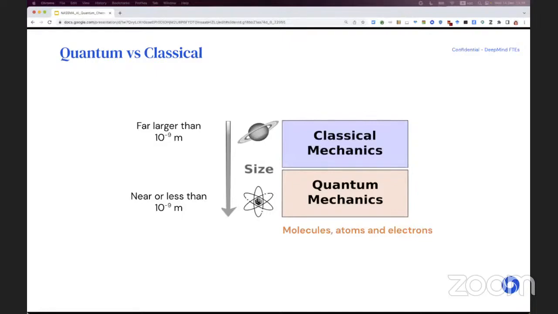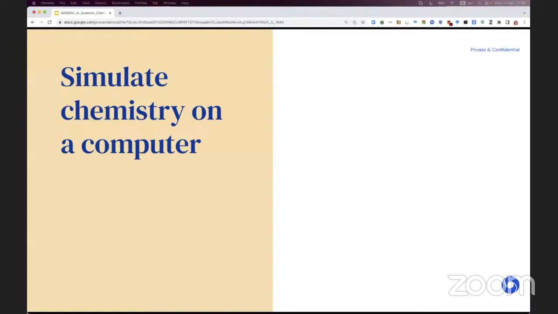And then we have the set of theories that describe how the small behave, so the nanoscale and below that, and that is quantum mechanics. So here we're going to be talking about chemistry from the molecules, the atoms, and the electrons point of view. Our dream is to be able to simulate quantum chemistry in a computer in a fast and reliable way.